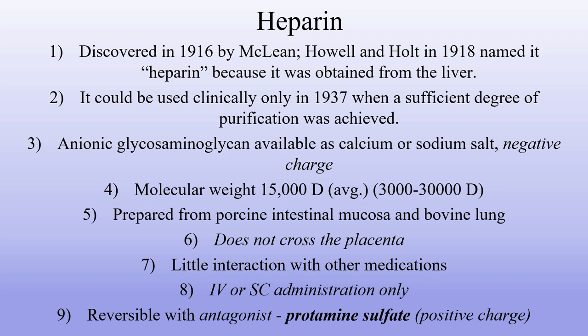An ionic glycosaminoglycan available as calcium or sodium salt, with a negative charge. Molecular weight is 15,000 on average, or in the range from 3,000 to 30,000. Prepared from porcine intestinal mucosa and bovine lung, doesn't cross the placenta, little interaction with other medications, IV or subcutaneous administration only, reversible with antagonist protamine sulfate, which has a positive charge.